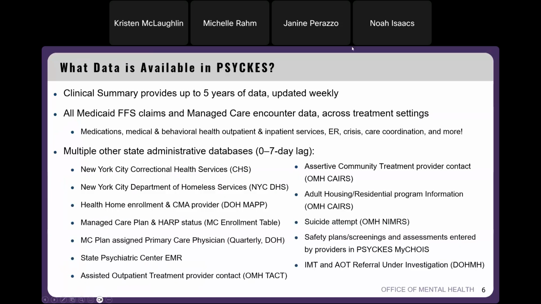All right, so now that I know who's going to be available in my view in PSYCKES, what data am I going to be able to see on them? The clinical summary, as I mentioned before, is providing up to 5 years worth of data on an individual client. I just want to make sure I'm reiterating this part. This is also updated weekly.